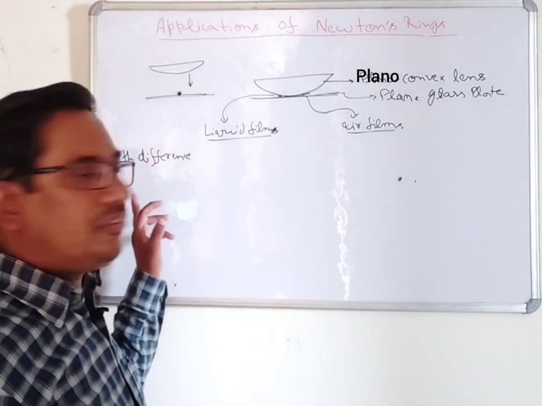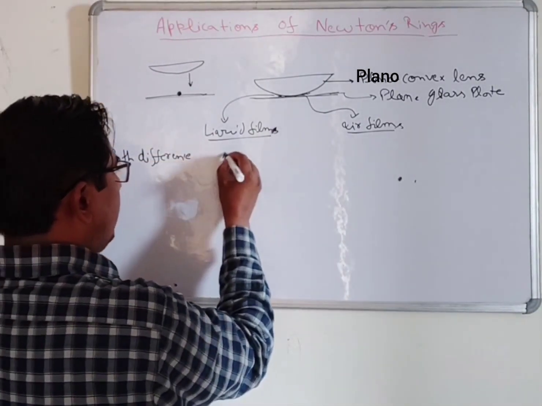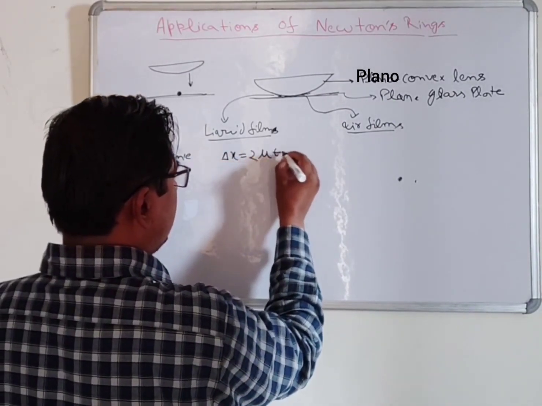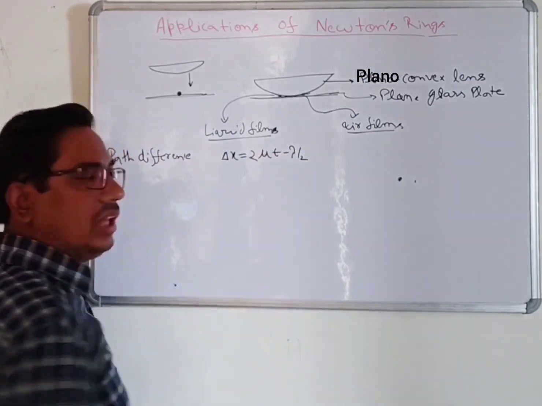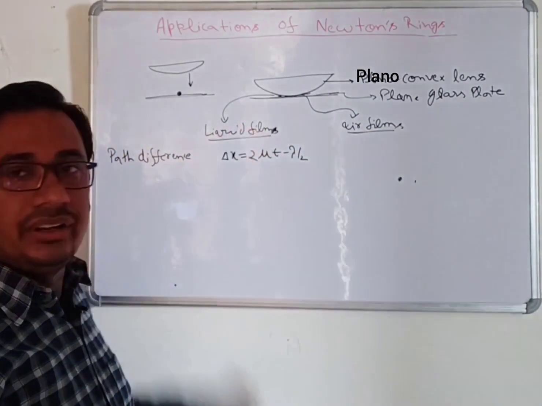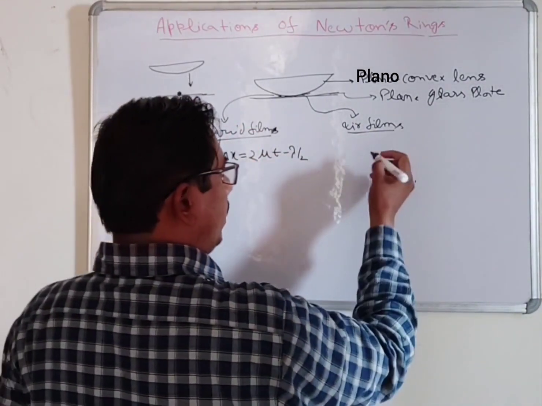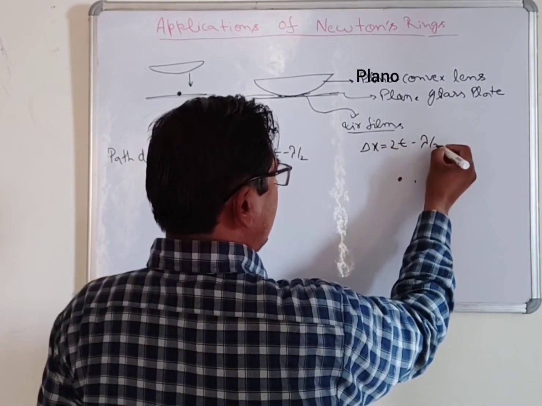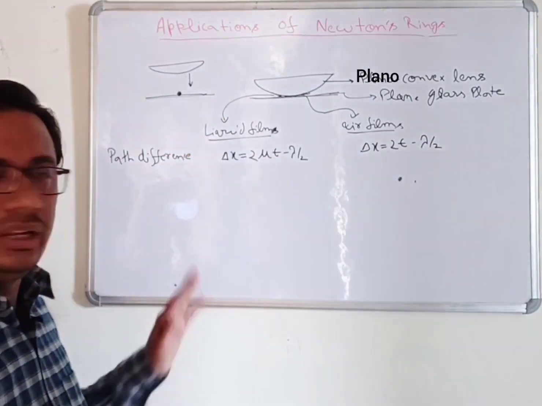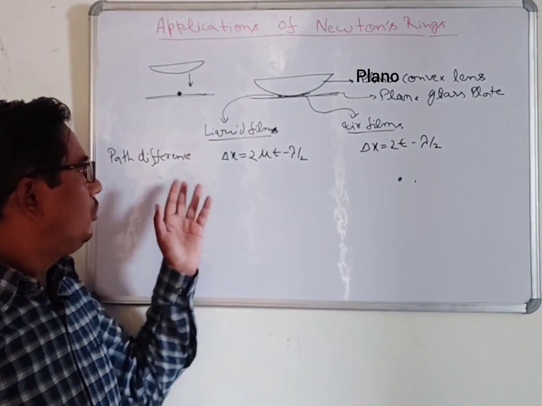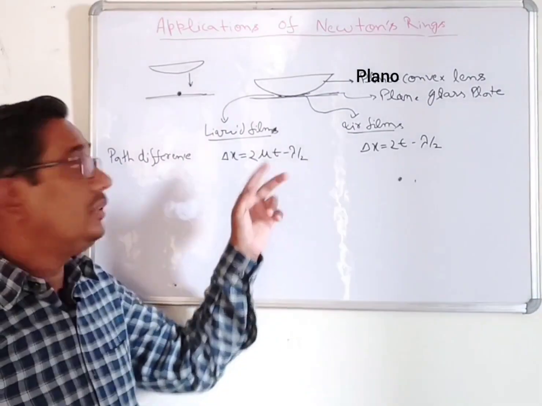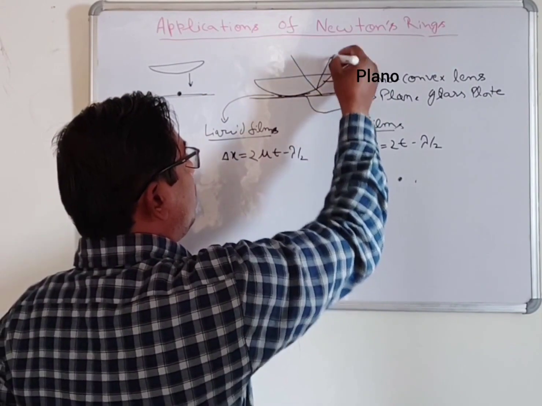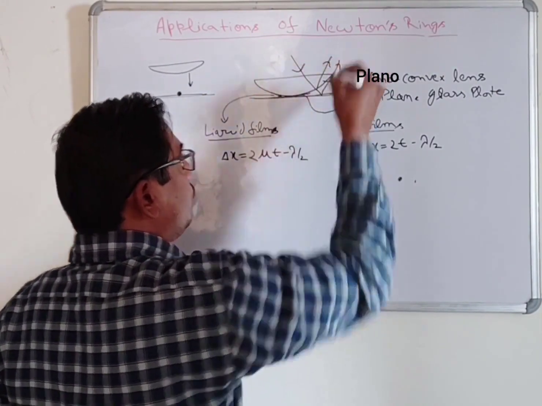In the case of liquid, you know very well, the path difference delta x is equal to 2 mu t minus lambda by 2, where mu is the refractive index of that liquid. But in the case of air, mu is equal to 1. What will be the path difference? 2t minus lambda by 2. All of you know very well, because you know the path difference between the two rays, upper and lower.